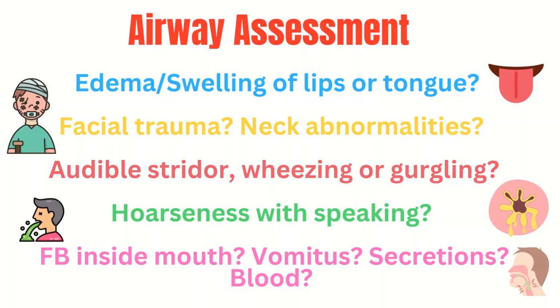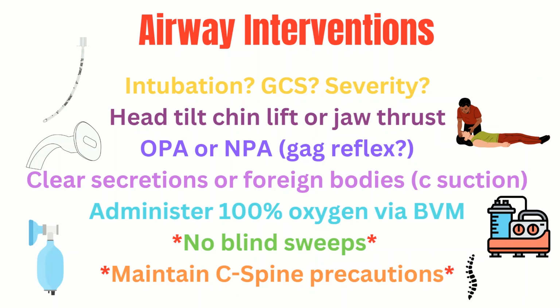Let's continue the assessment. Do you see any visible edema or swelling to the lips and tongue? Any abnormalities to the neck, or perhaps any facial trauma? After we do that, let's listen. Can you hear audible stridor, wheezing, or gurgling sounds? These could indicate an airway obstruction from a foreign body, secretions, vomit, or even the patient's own tongue. Now let's look inside. Is there an obvious foreign body, visible blood, secretions, or vomit? Does anything look abnormal?